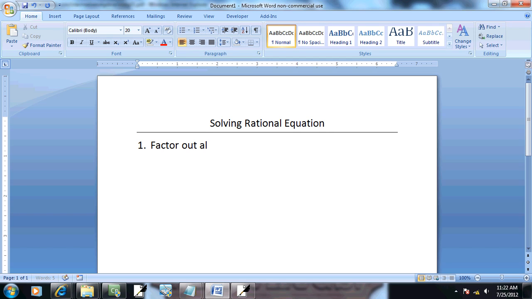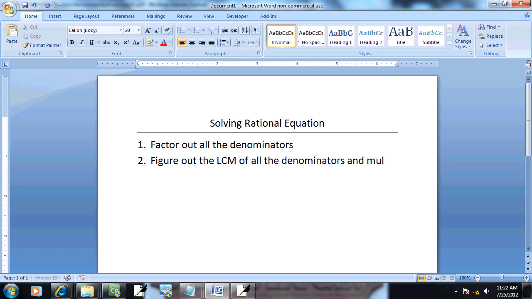Step 1, factor all the denominators. Step 2, figure out the LCM of all the denominators and multiply everything by it. Now at this point, your fractions are gone and you're left with just x's and numbers. So I'm going to write something real vague here. I'll say solve for x. That's what you're doing initially, but it could be a linear equation or it could be a quadratic equation at this point.